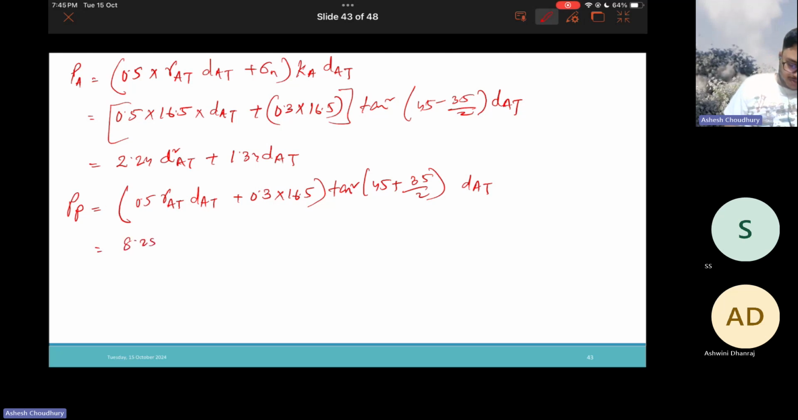So 8.25. You might be thinking that you have to remember all these expressions. It is not like that. If you understand whatever is happening, you can derive the equations by yourselves in one line. You don't need to remember what the expression for PP is. It is half into gamma times d_AT squared, plus the normal stress times Ka times d_AT, right? These are obvious expressions. I hope you understand it.